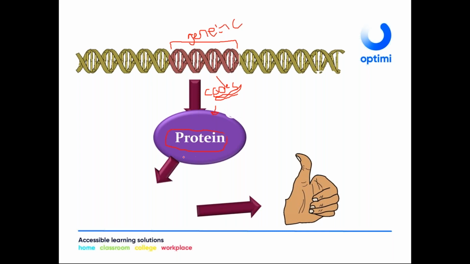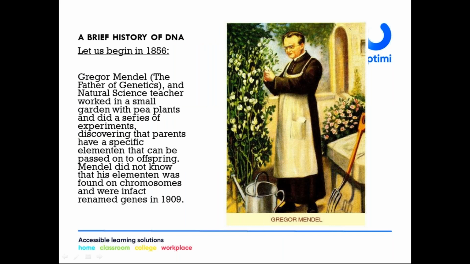This protein will give your body instructions on how it should look, or how it should perform certain functions. For example, this was a genetic code or a gene that had genetic information for coding a protein that will make your thumb like that. Not all of us have that kind of thumb, but this person had a gene that was able to code for that kind of thumb, being able to bend their thumb like that. So sections of DNA are called genes.